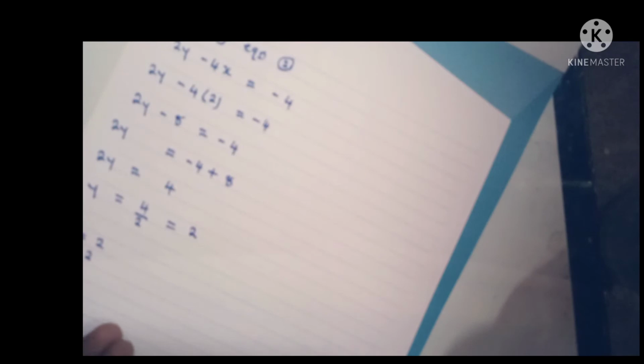y minus 2x equals minus 2. So we put the value for y here, and the value is 2. So 2 minus 2, and what's the value of x? 2 also, right? 2 equals minus 2. So 2 minus 2 times 2, 4 equals minus 2.